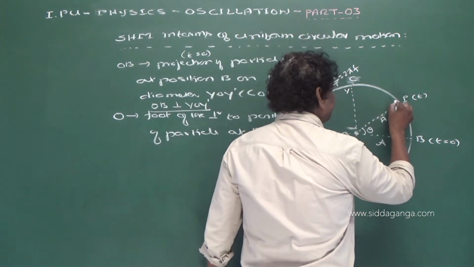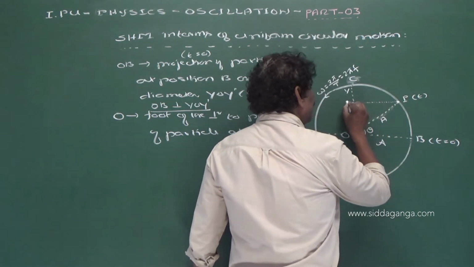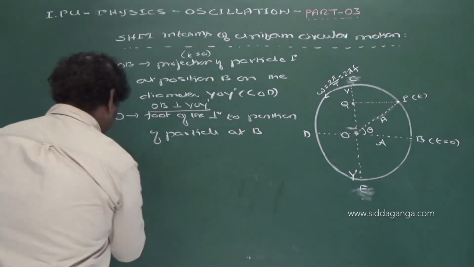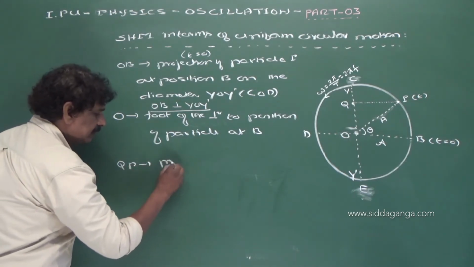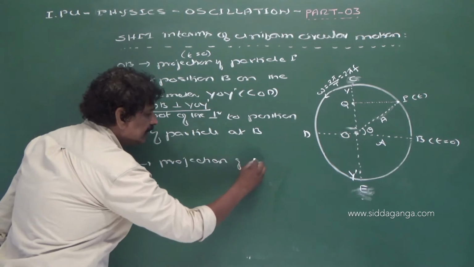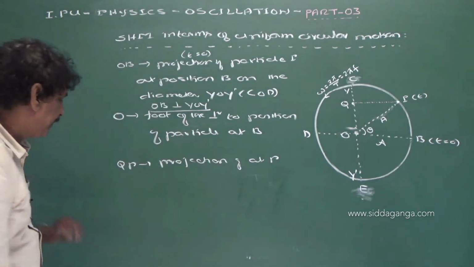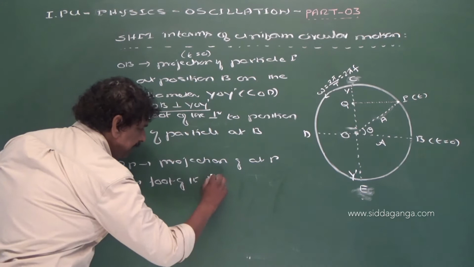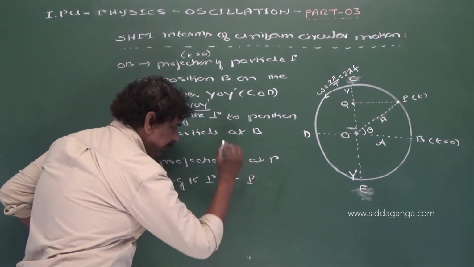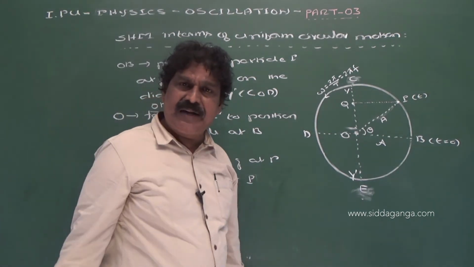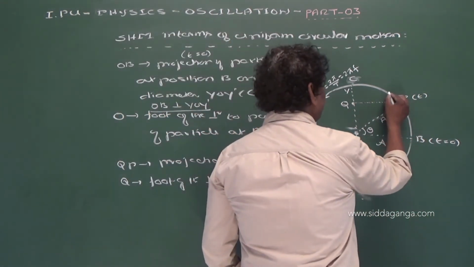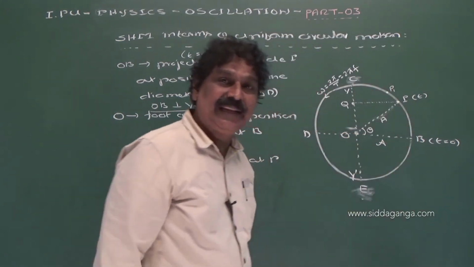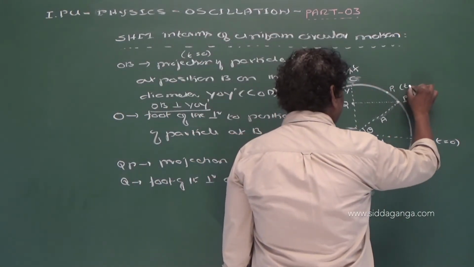Now, if I write Q, now this QP is projection of particle at P or at time t, and Q is foot of the perpendicular at P. Say the particle moves to position P1 at any instant of time t1.